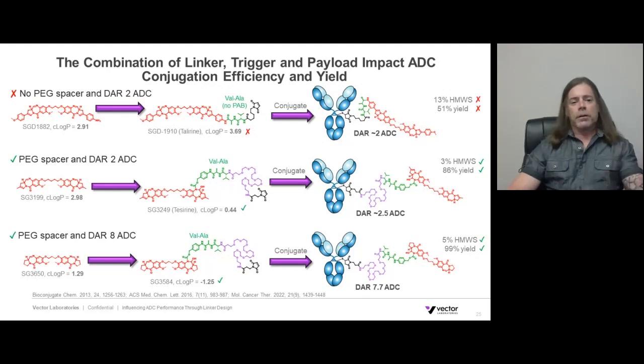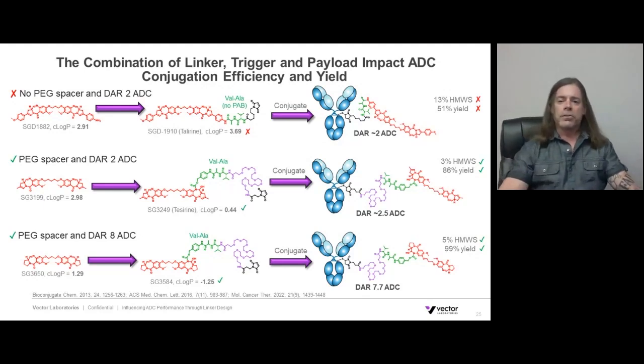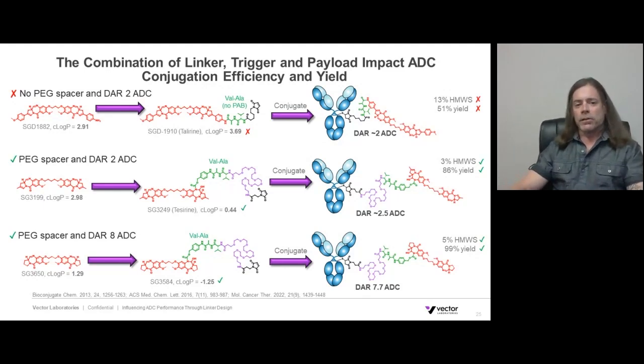What we have here is payloads on the left, linker payloads in the middle, ADCs over on the right. At the top, we have a DAR2 ADC without a PEG spacer, and that payload's C-log P is 2.91. That's a measure of hydrophobicity. In the middle, they have put the Val-Ala cleavable trigger and the maleimide reactive group on. That resulted in an increase in the C-log P of that payload. That linker payload is called talirine. Conjugation of talirine to an antibody gives us a DAR2 ADC with 13% aggregate and 51% yield.